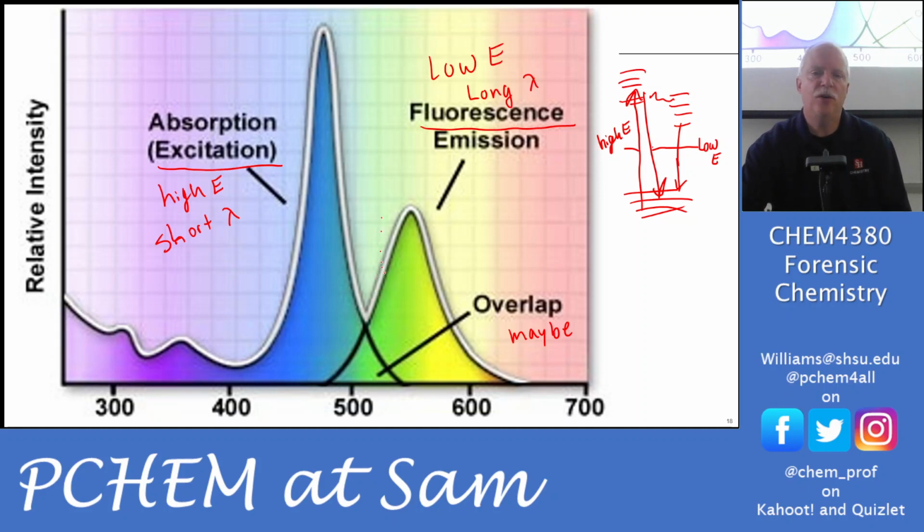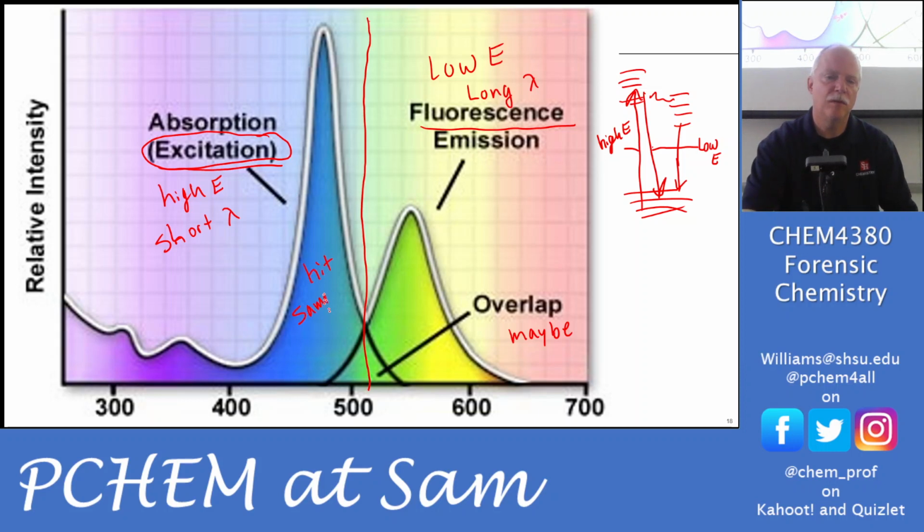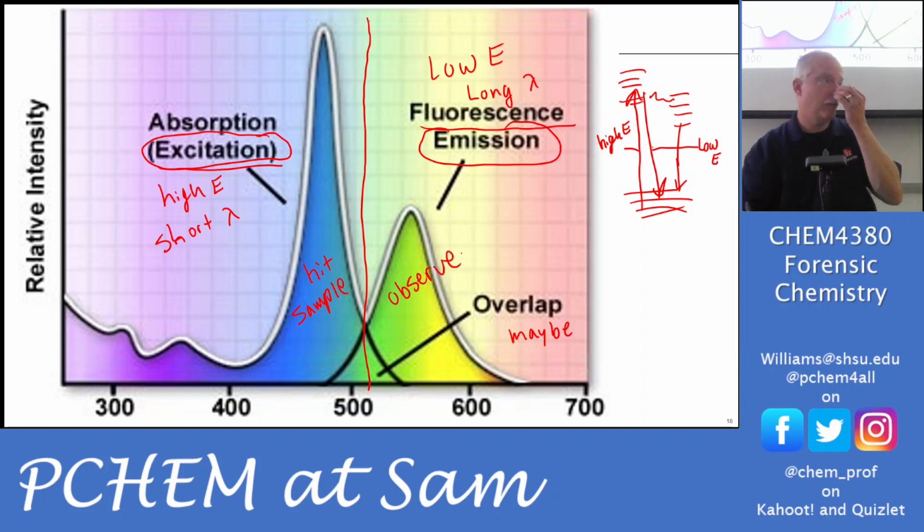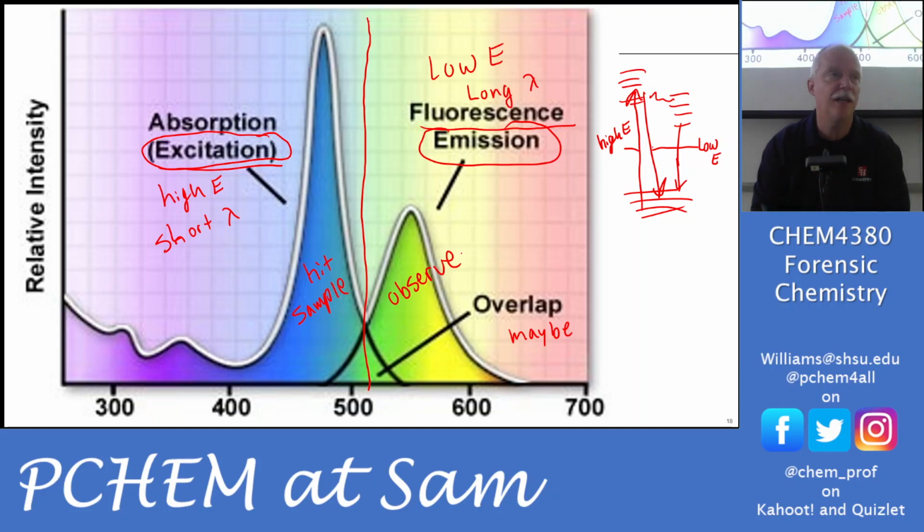Okay, and so in order to use this particular spectrum to our advantage, we want to put a block here to separate the two. So this is the excitation light, and we want that to hit the sample. And then this is the emission. And so this is what we want to observe. Does that make sense? We're trying to observe only the fluorescent light. We do not want to see any of the excitation light.